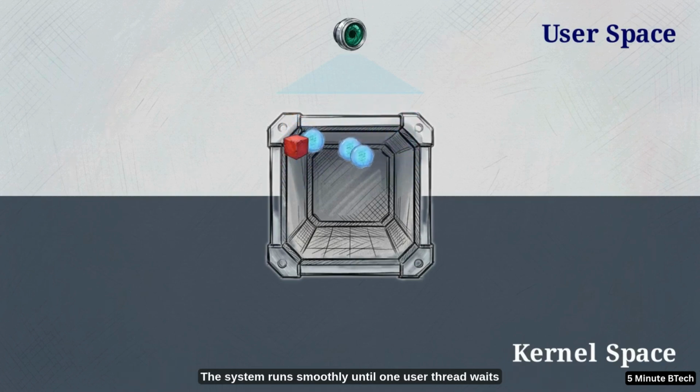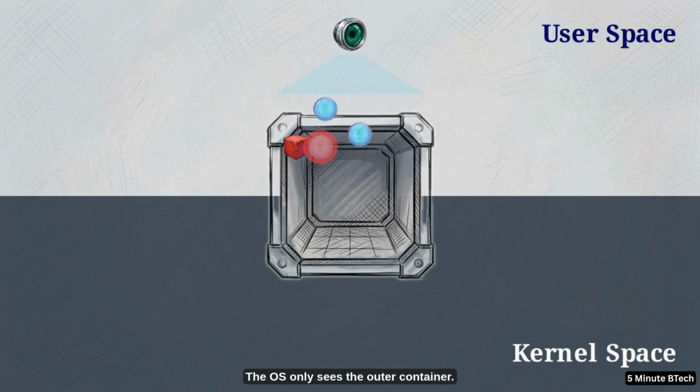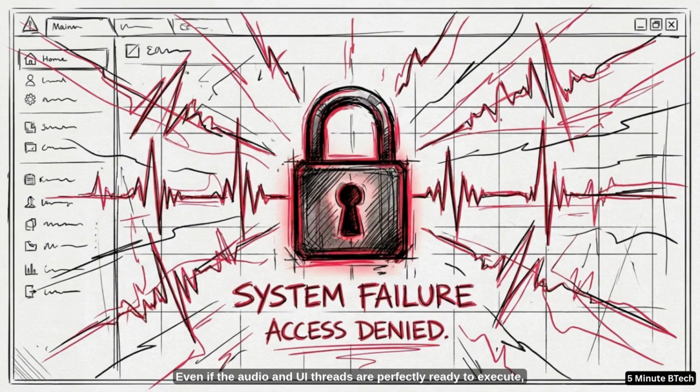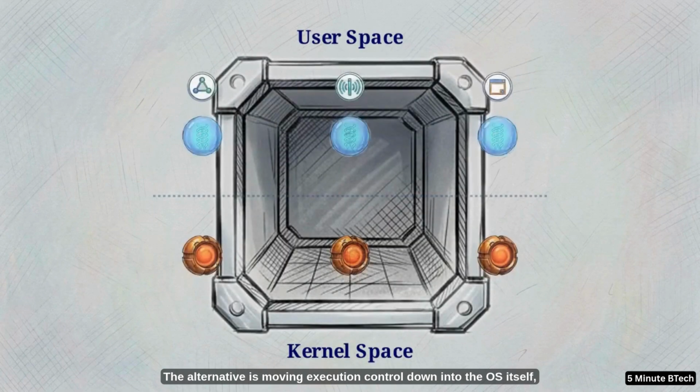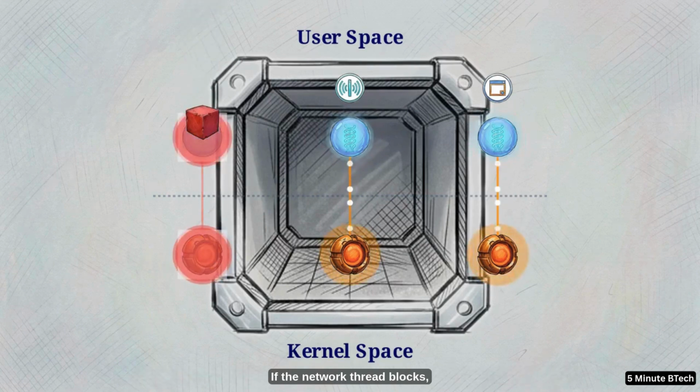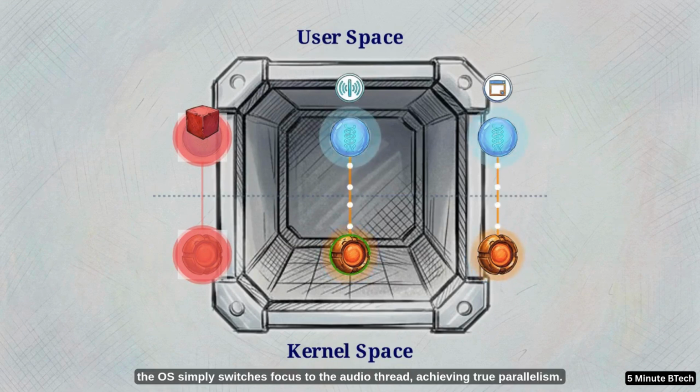The system runs smoothly until one user thread waits for an external event, like a network download pause. The OS only sees the outer container. Assuming the entire program is stuck waiting, the OS freezes the entire process. Even if the audio and UI threads are perfectly ready to execute, they are entirely blocked. Concurrency dies. The alternative is moving execution control down into the OS itself, using kernel-level threads. Here, the OS schedules every thread independently. If the network thread blocks, the OS simply switches focus to the audio thread, achieving true parallelism.